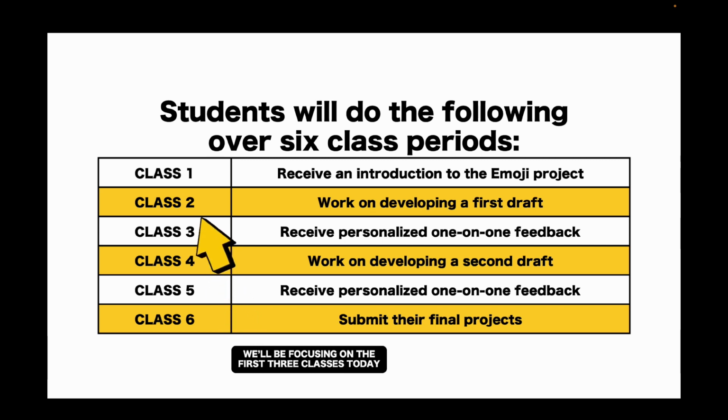Class 1, receive an introduction to the emoji project. Class 2, work on developing a first draft. Class 3, receive personalized one-on-one feedback. Class 4, work on developing a second draft. Class 5, receive personalized one-on-one feedback. And then Class 6, submit their final projects. We'll be focusing on the first 3 classes today.